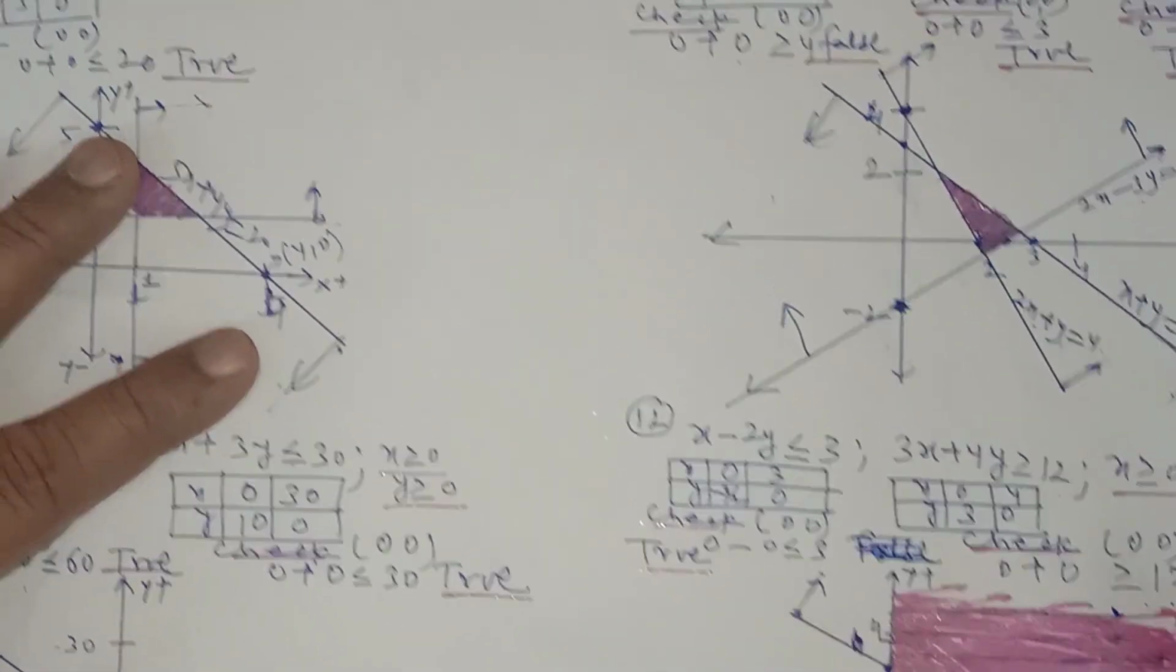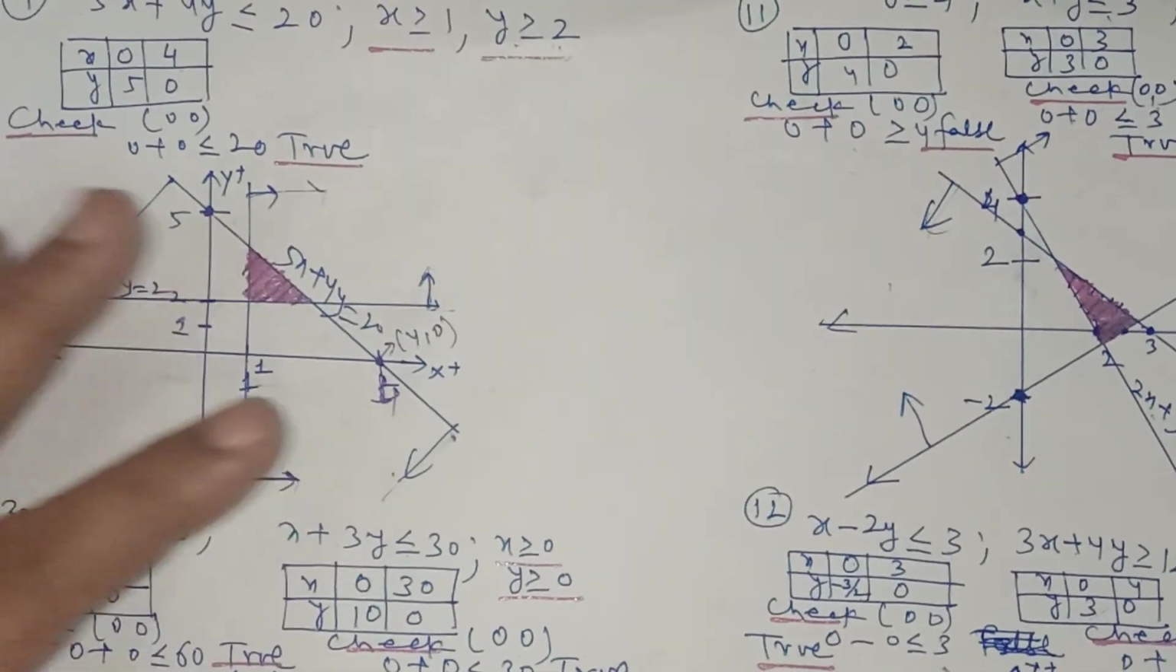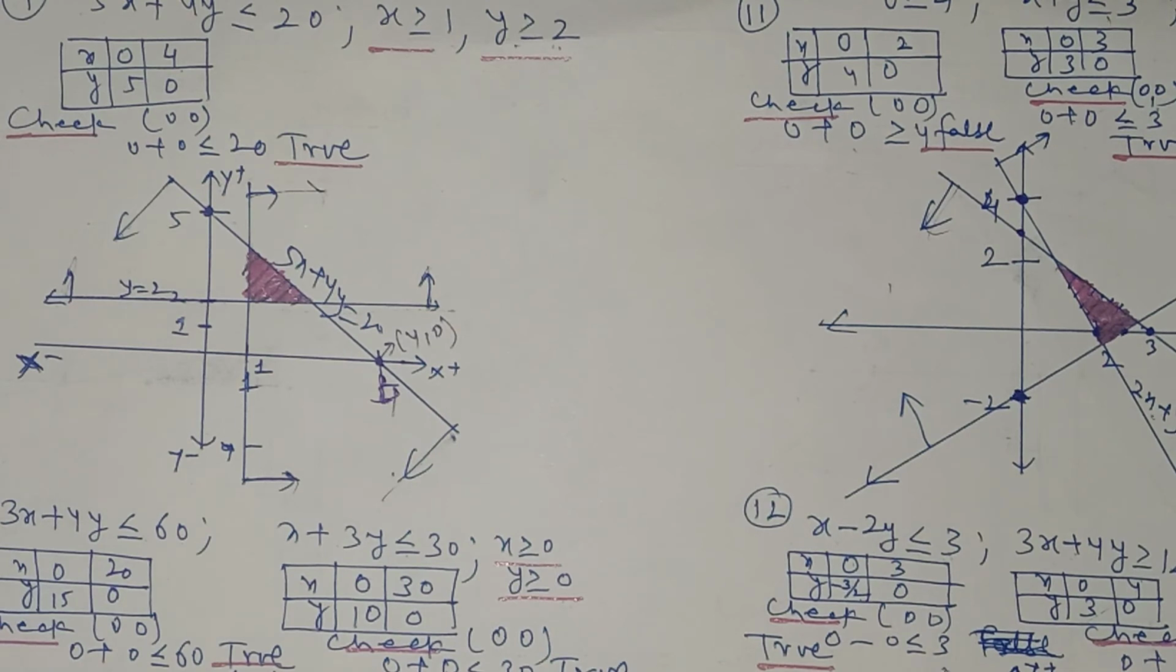So this is the exercise 6.3, containing the linear inequations graph. You have to draw this on your proper graph paper.